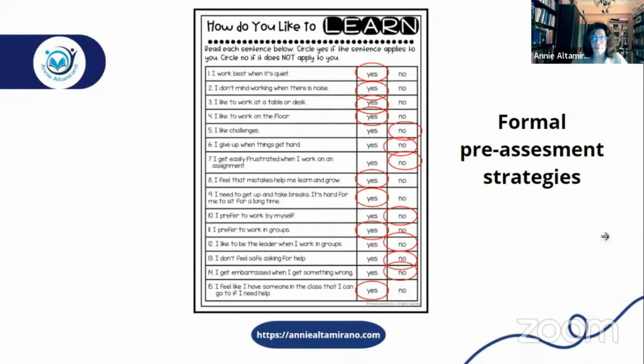Here you have an example of an interest survey. As you can see, it's very simple. We can choose, it doesn't need to be this long. It can be 5 questions.